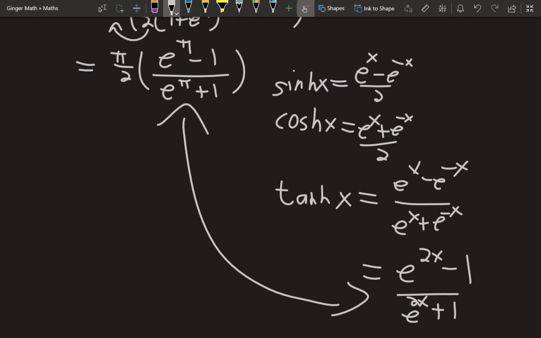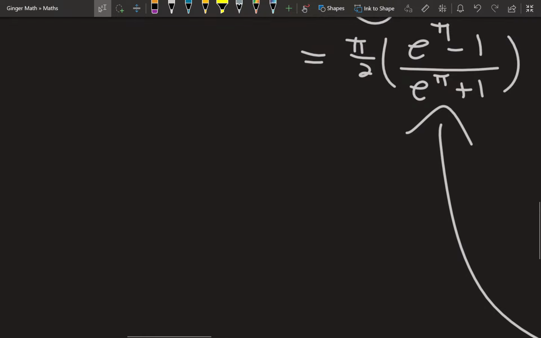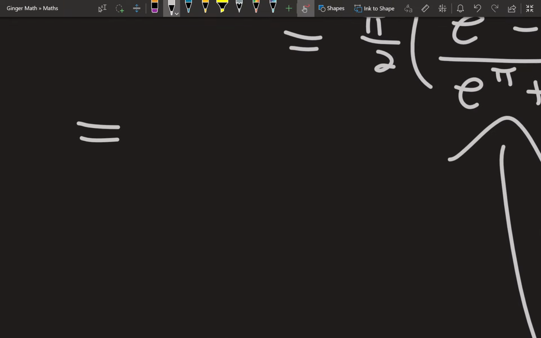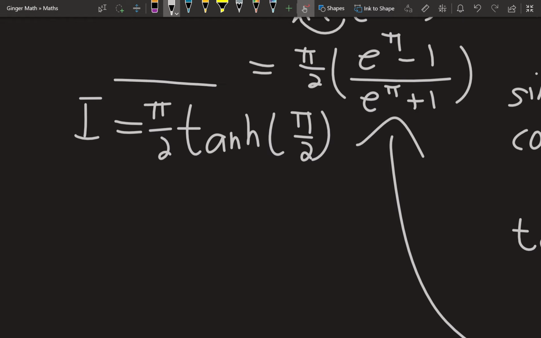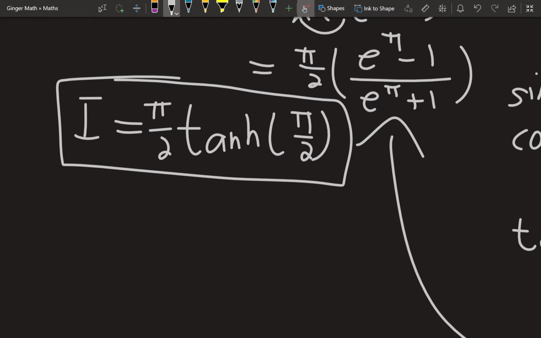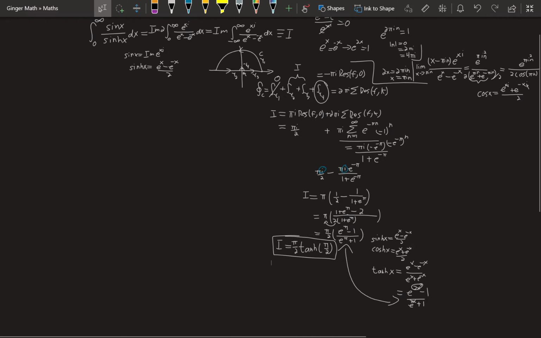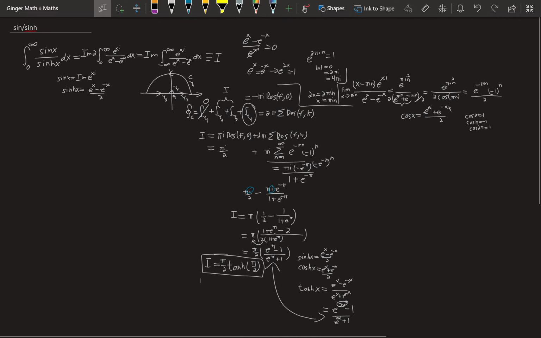But, hold on. Those are the same. No way. Just do note that we have an e to the pi, meaning that we need to divide it by 2, because there's like a 2x here. So, what we have here is actually, our integral is equal to pi over 2 times the hyperbolic tangent of pi over 2, which is really cool and actually very similar to the cosine integral we did in the last video. So, yeah, I hope you all enjoyed and maybe learned a thing or two.